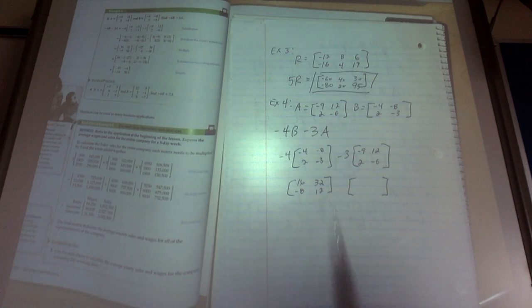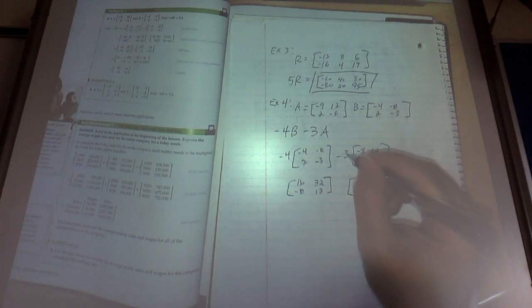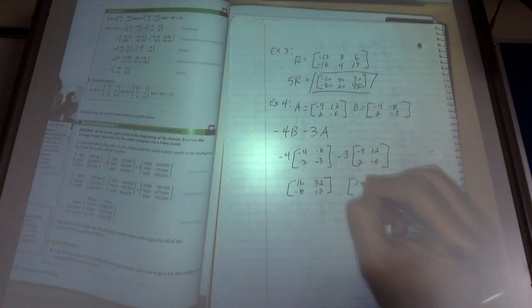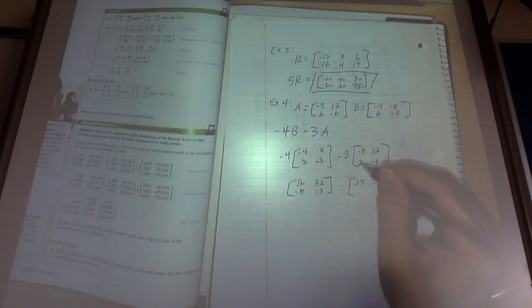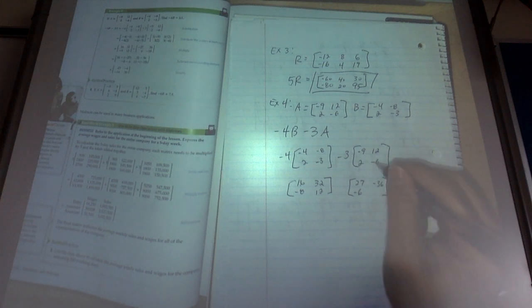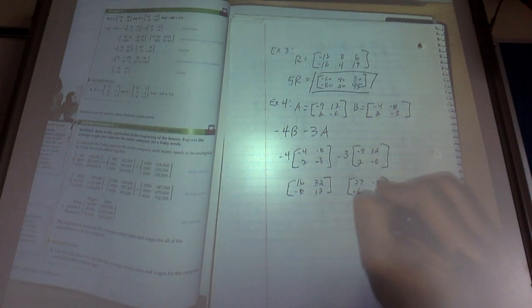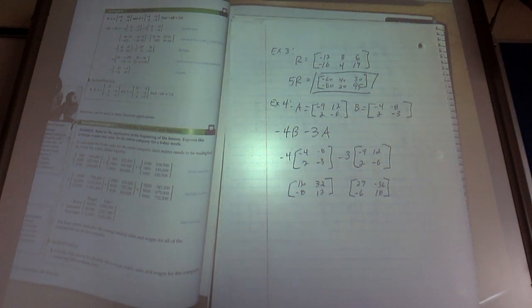Notice I didn't put a sign here, okay? I did that on purpose. All right? So here we go. -3 times -9 is 27. -3 times 12 is -36. -3 times 2 is -6. And -3 times -6 is +18. All right? Everybody good with that? I just distributed that -3. That's what a scalar is.